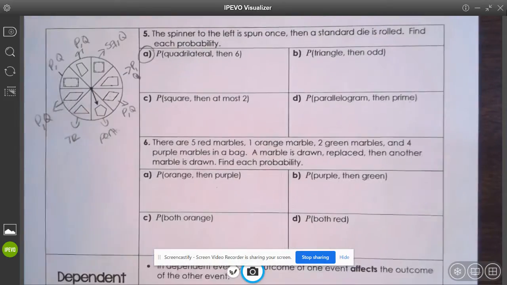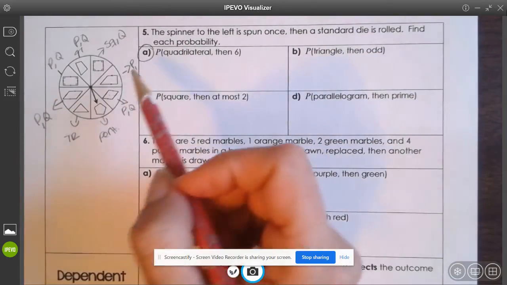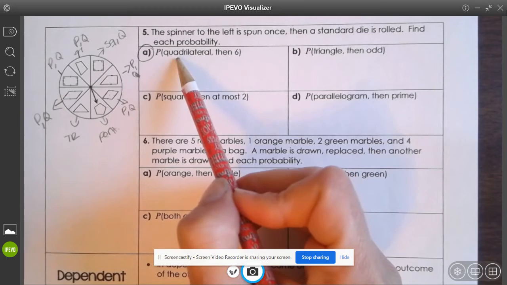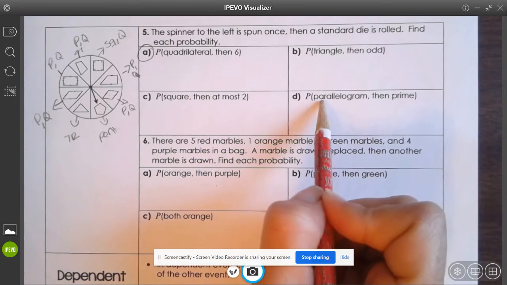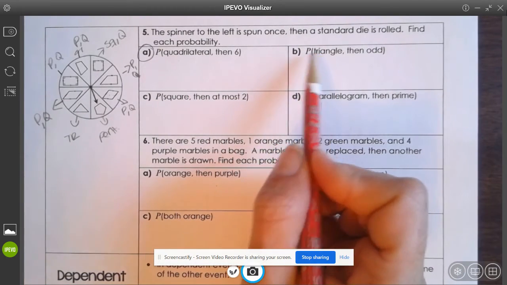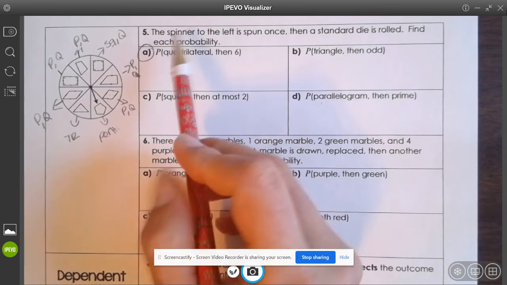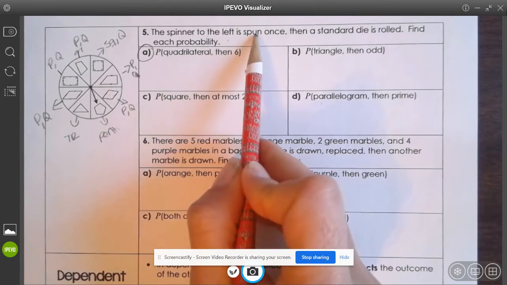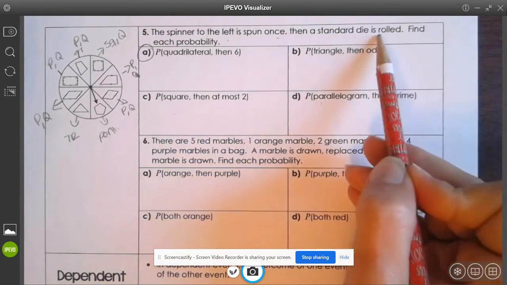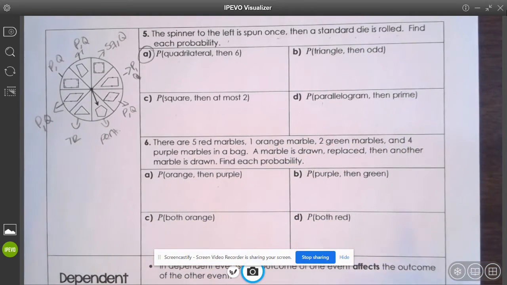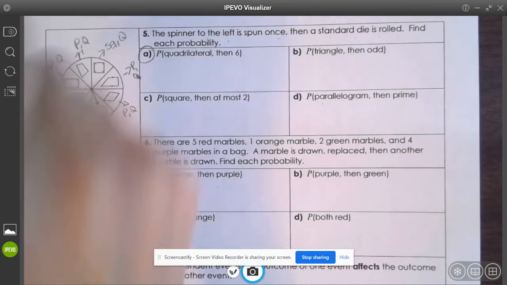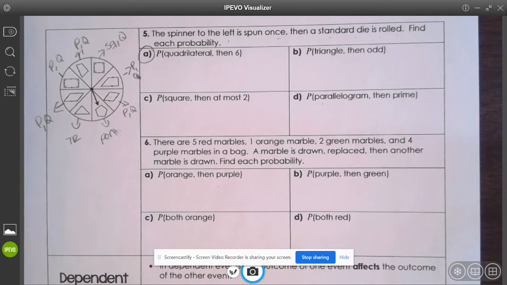In this example, we're gonna use this spinner here. We have to remember what is a quadrilateral and what is a parallelogram, because I hope you know what a triangle is and a square. Okay, so it says the spinner to the left is spun once, then a standard die is rolled. So two things are happening. The spinner is spun, and then a standard die, like a 1 to 6 die, is rolled. So find the probability of each situation here.